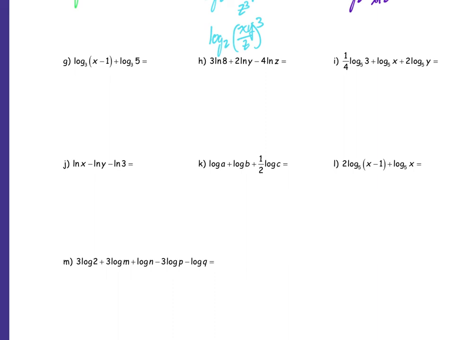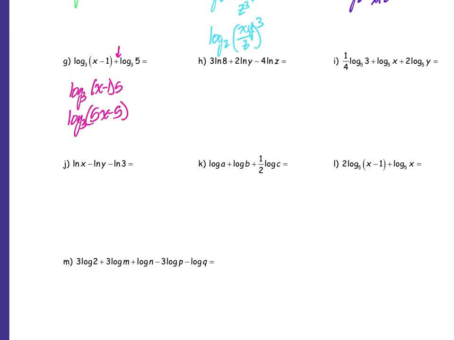So this says plus, and there's no exponents. So this means I have log base 3 of x minus 1 times 5. And I can simplify that by writing log base 3 of 5x minus 5 in parentheses there. And that's it on that one.